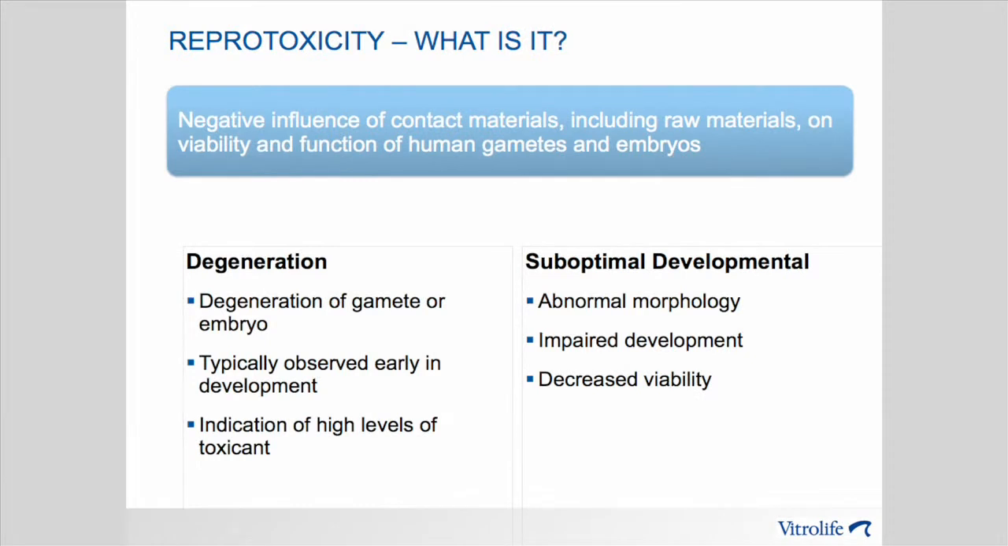So this concept of reprotoxicity isn't necessarily new. It's something that was identified or defined in 1987, and it's the negative effect of contact materials, including raw materials, on the viability and function of gametes and developing embryos.